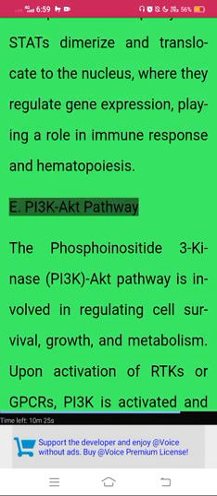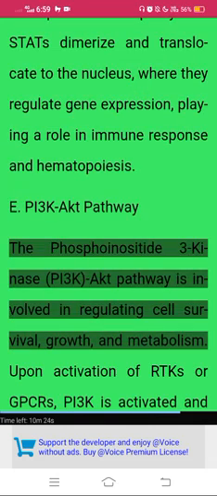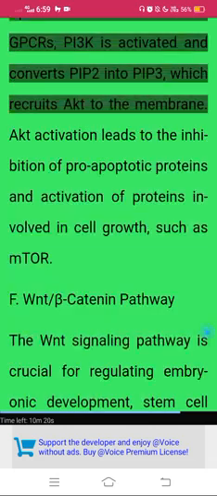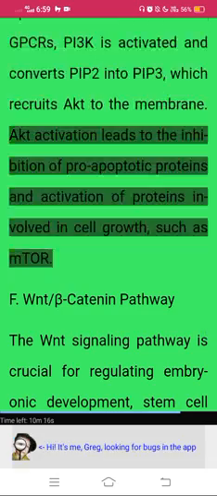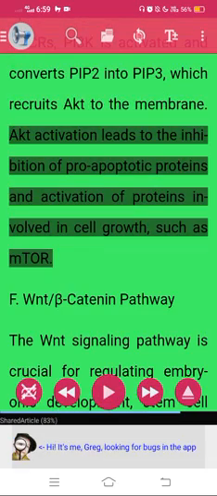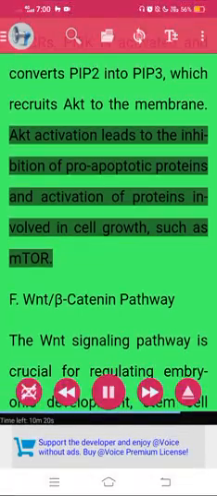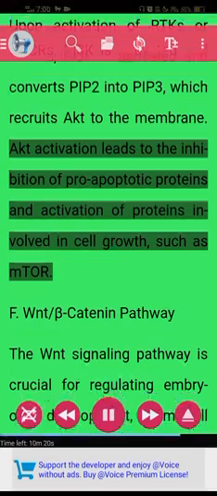E. PI3K-AKT pathway. The phosphoinositide 3-kinase, PI3K-AKT, pathway is involved in regulating cell survival, growth, and metabolism. Upon activation of RTKs or GPCRs, PI3K is activated and converts PIP2 into PIP3, which recruits AKT to the membrane. AKT activation leads to the inhibition of pro-apoptotic proteins and activation of proteins involved in cell growth, such as mTOR.